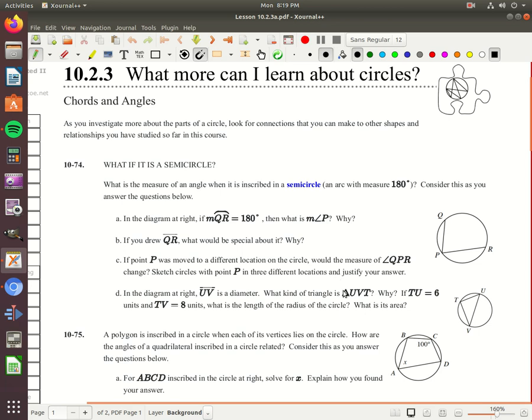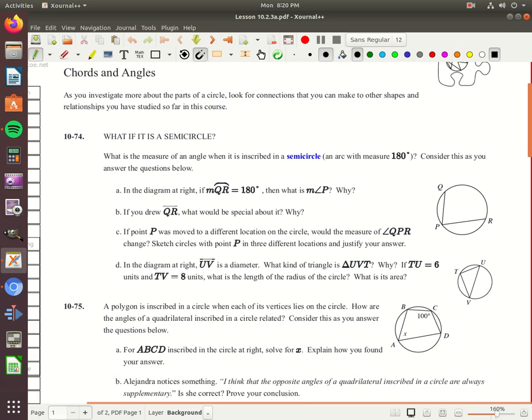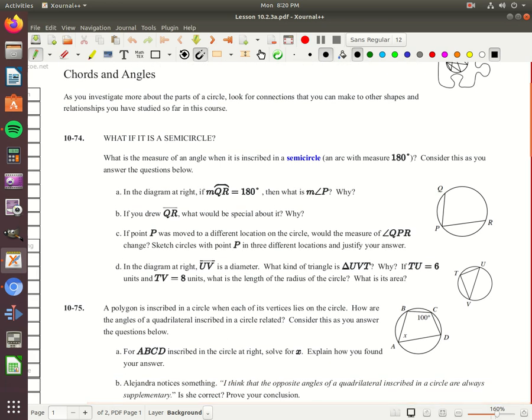Up to chapter 10 with 10.2.3. We're going to skip 10.2.4 and 10.2.5. So, chords and angles. What more can I learn about circles? Some more kind of cool relationships. Like I said, circles and triangles have some unique properties when they blend together. It's pretty cool. So, what if it is a semicircle?